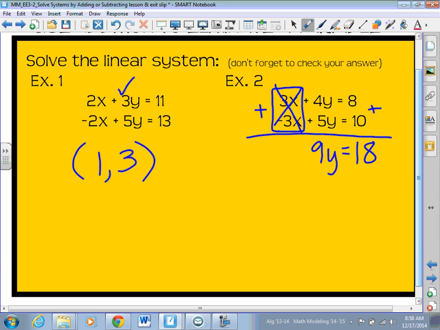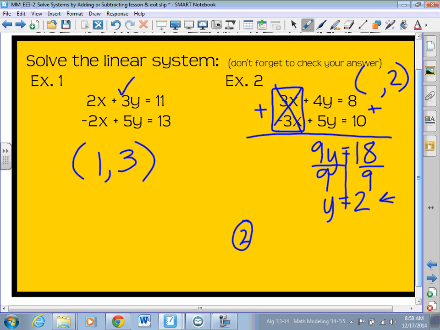Now we're on to step 2. We're solving the resulting equation, which is 9y equals 18, after we added or subtracted, for that variable. So I'm going to divide by 9, so y equals 2. So once again, in my answer, y is 2. Now I'm going to take the 2 for y and plug it in to either of my two equations. Let's do equation 2 this time since I did the first equation last time. Negative 3x plus 5. Now instead of the y, I'm going to replace it with a 2, okay, equals 10.